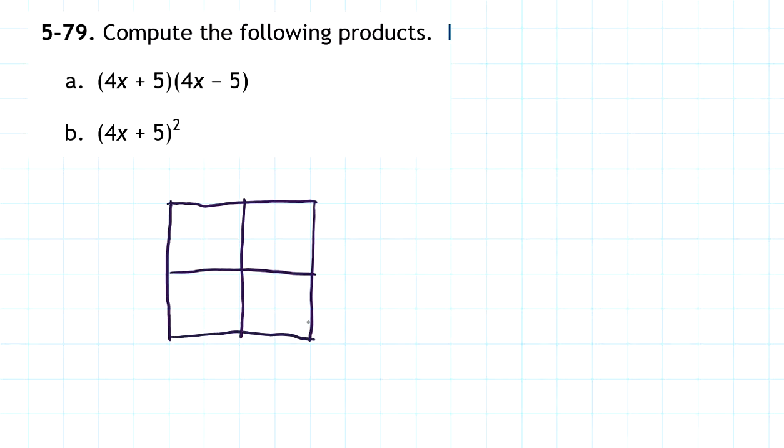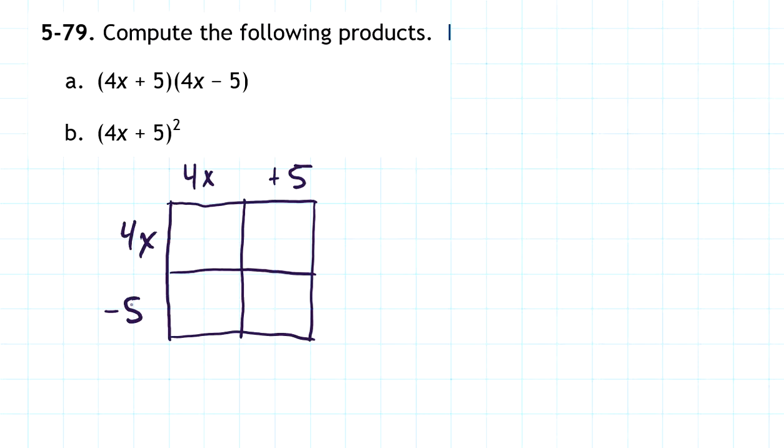And then across the top here, I'm going to write a 4x and then a plus 5. And then down on the left-hand side, I've got another 4x and a minus 5. So the area of this rectangle will equal the product of these two binomials. So there's four things to consider here.